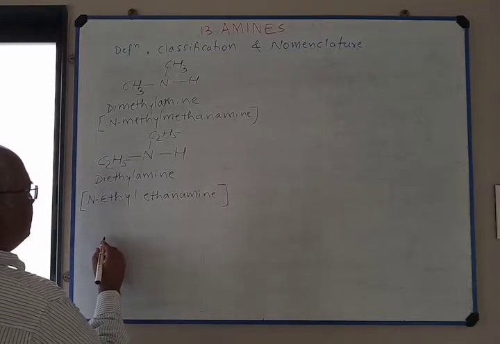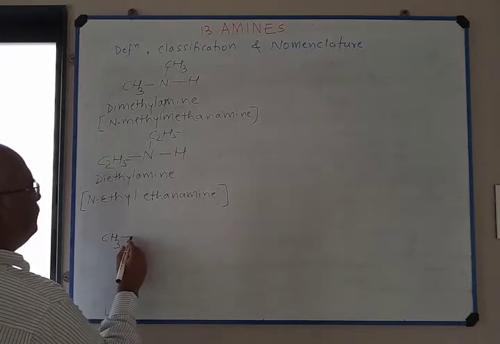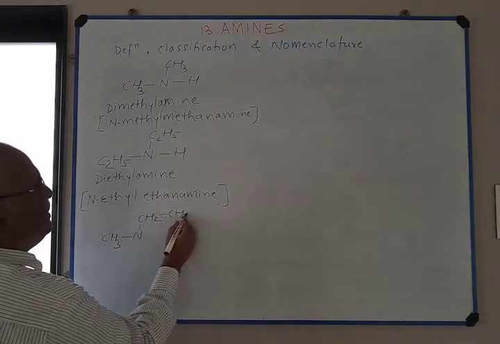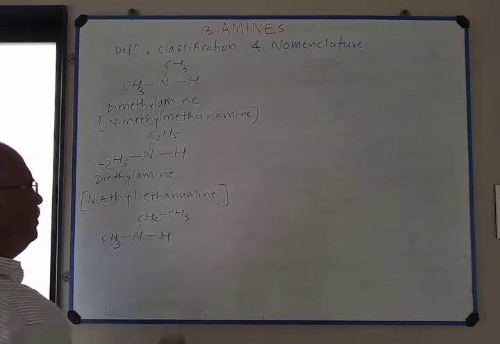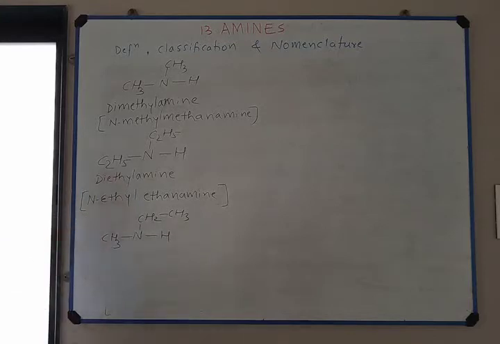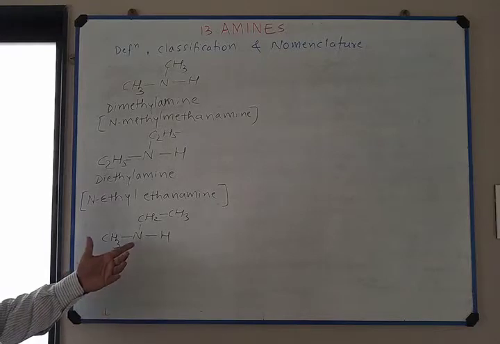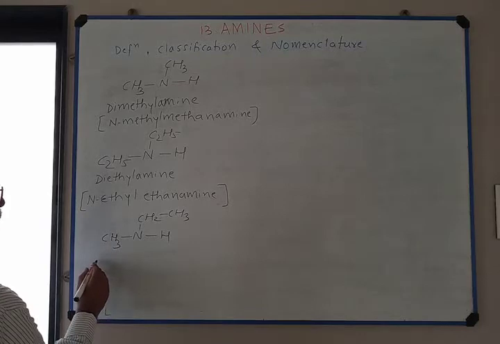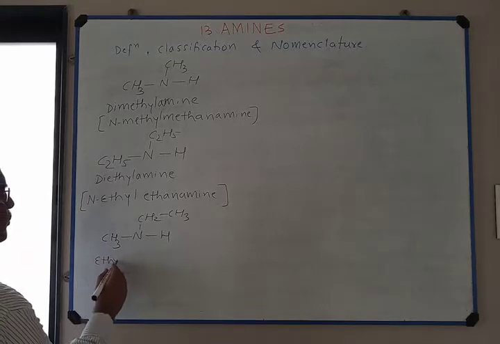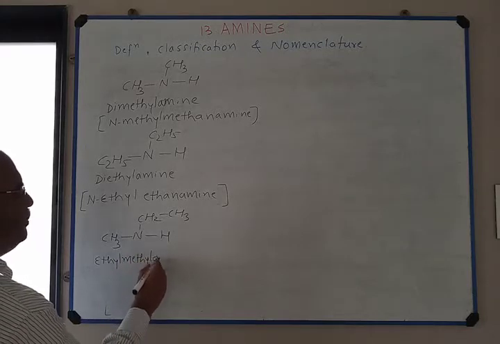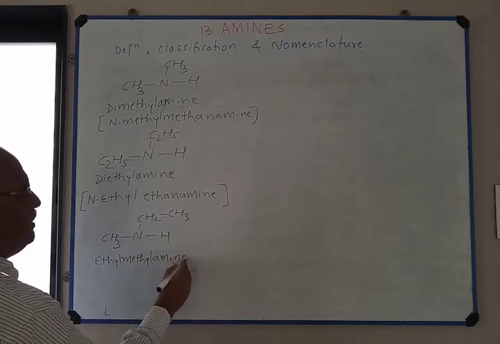Next example, CH3 single bond N, CH2, CH3 and H. This is ethyl group, this is methyl group. 2 different groups are present, therefore it is example of mixed amine. The name of the compound is alphabetically ethyl methyl amine. Ethyl methyl amine.